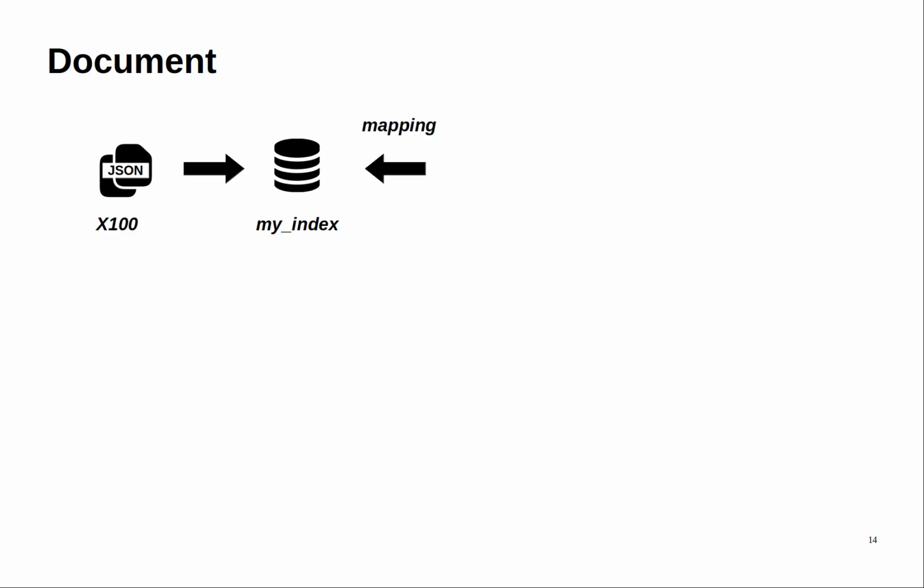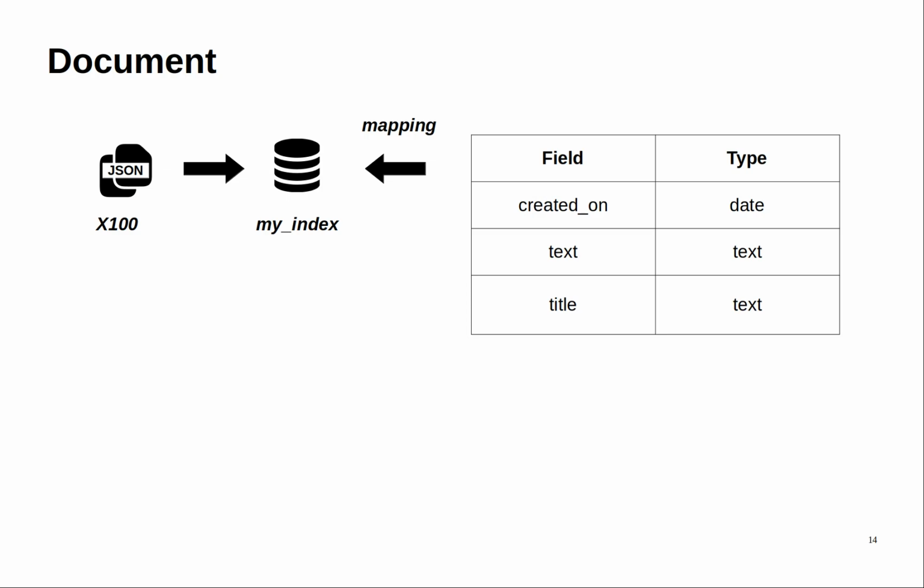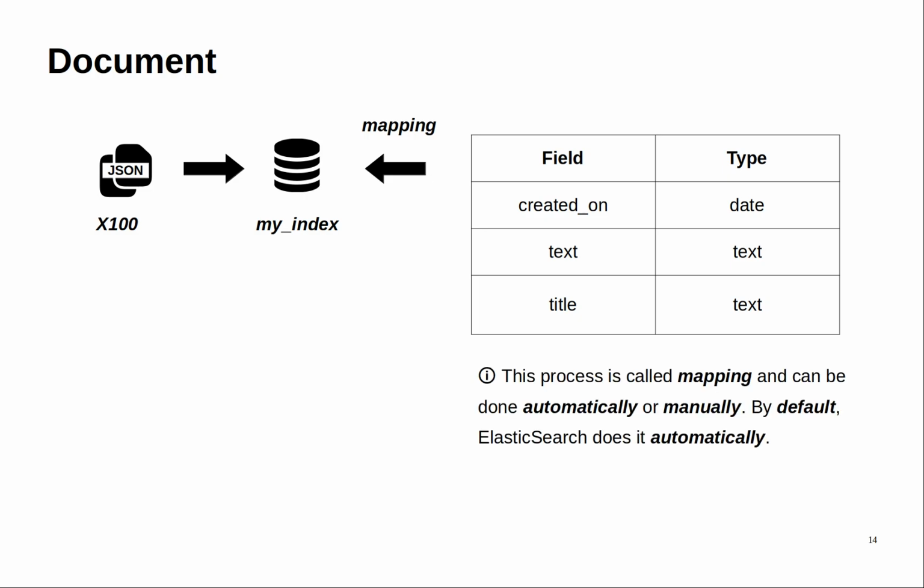When inserting the data, there is something that happens under the hood, which we call mapping. Basically, Elasticsearch tries to figure out the data type for each one of the fields you have in your documents. This process, as I told you, is called mapping and is done automatically by default. But if you want, you can force the mapping manually. For example, here, the field created on should be considered as date, and the text and title fields are considered to be text. In a later video in the series, I will talk about the different data types that Elasticsearch supports, so don't worry about this for now.